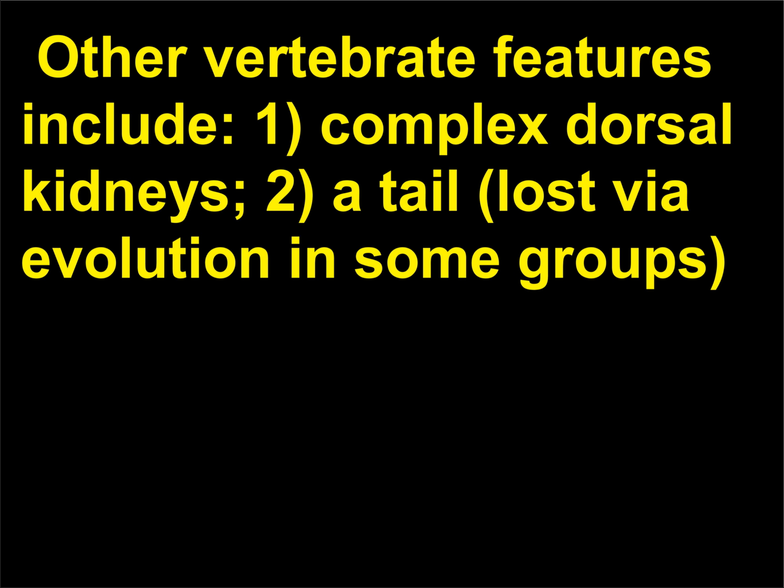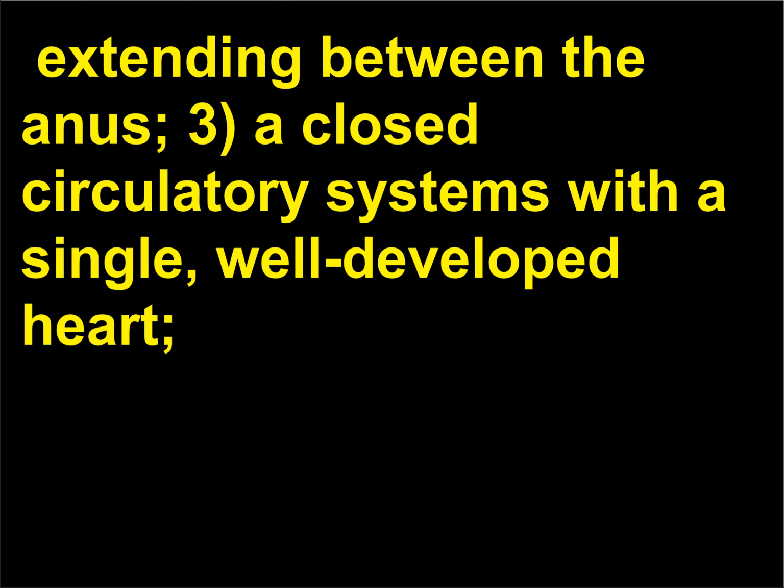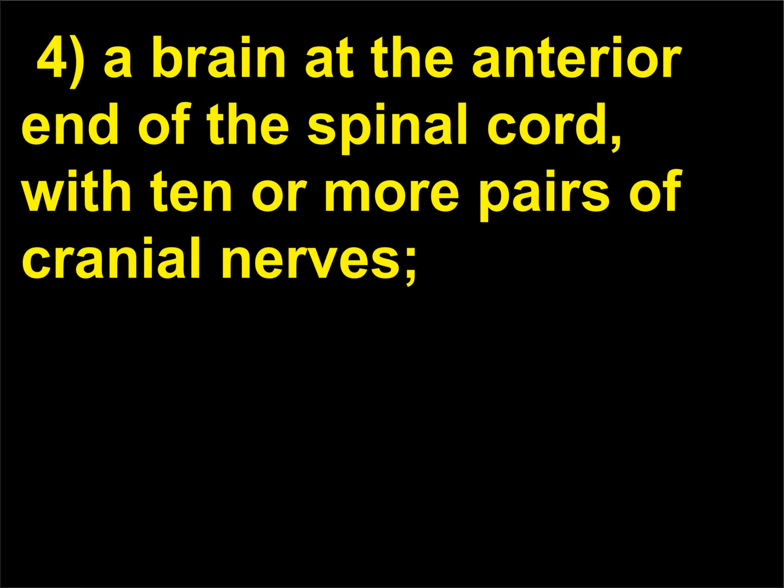Other vertebrate features include, 1. Complex dorsal kidneys, 2. A tail, lost via evolution in some groups, extending beyond the anus, 3. A closed circulatory system with a single, well-developed heart, 4. A brain at the anterior end of the spinal cord, with 10 or more pairs of cranial nerves.